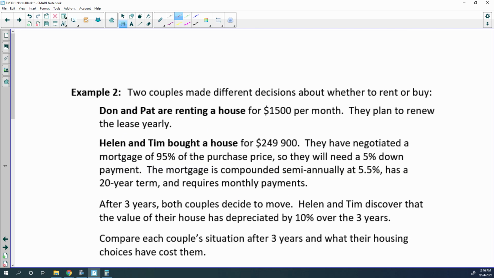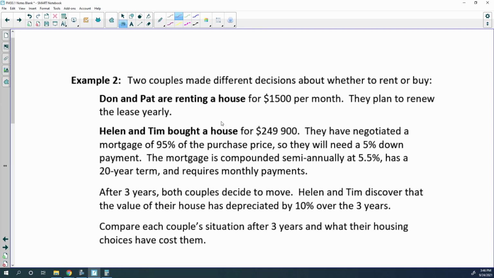Now, for example 2, this is the one that, honestly, is the most difficult when it comes to this unit, just because there is a lot going on. And so we'll take our time. And again, this is definitely one of those questions that you have to read slowly. So we have 2 couples who made different decisions about whether to rent or buy. So you have Don and Pat, who are renting the house for $1,500 per month. They plan to renew the lease yearly.